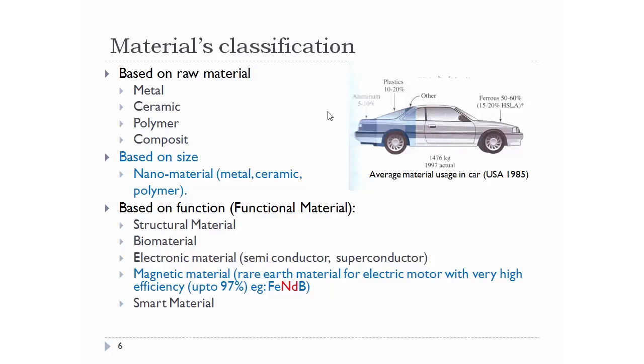Now, I will tell you about material classification. We can classify material based on several things. The first one is based on raw materials. The second one is based on size, and the last one is based on function. Based on raw materials, we can divide it into 4: metal, ceramic, polymer, and composite.